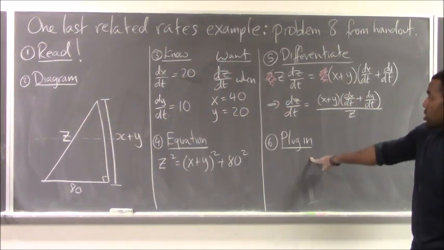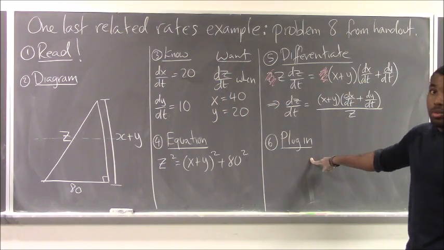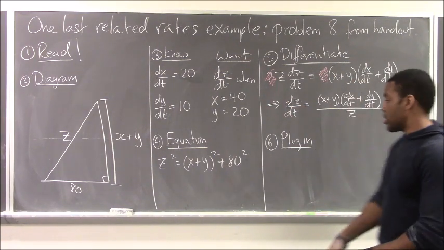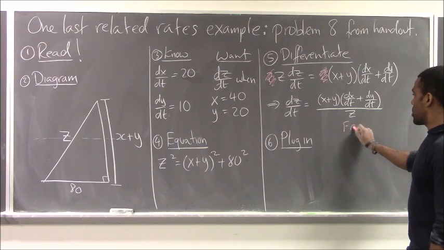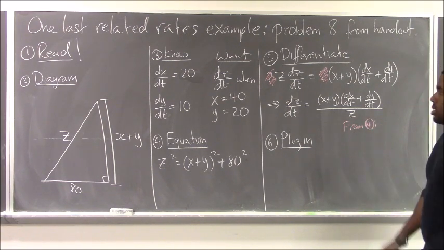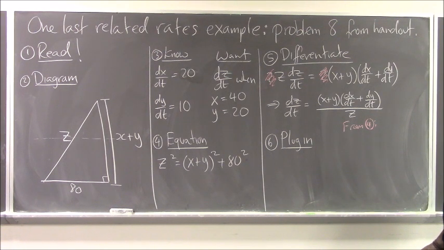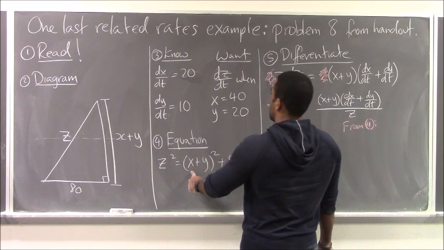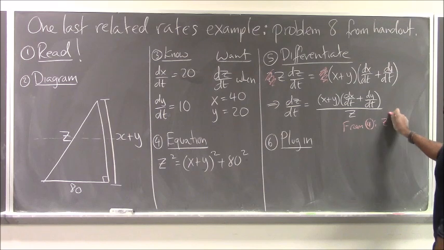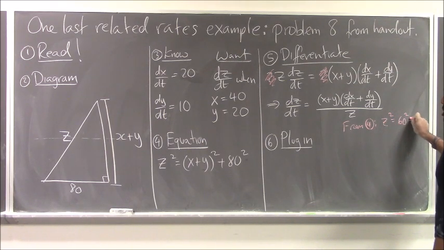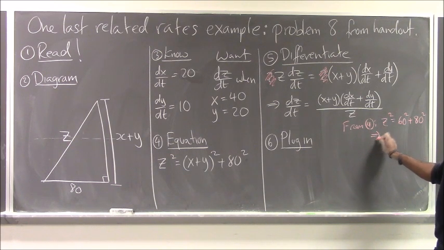So what do we do when we don't know that? When we're trying to plug in but we don't have all the information, we go back to step 4. Hopefully you remember that. So from step 4, if I plug in x equals 40 and y equals 20, that will give me 60. So z squared is going to be 60 squared plus 80 squared. Okay? So what does that mean for z?